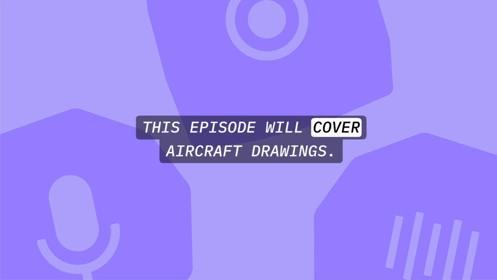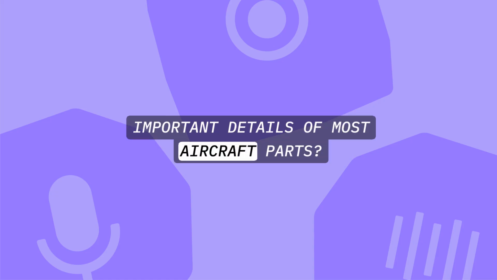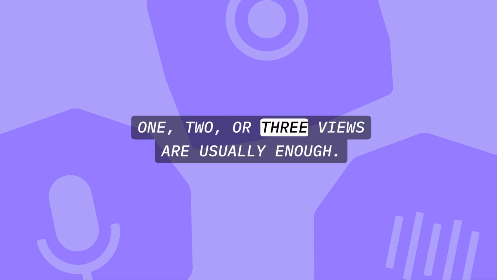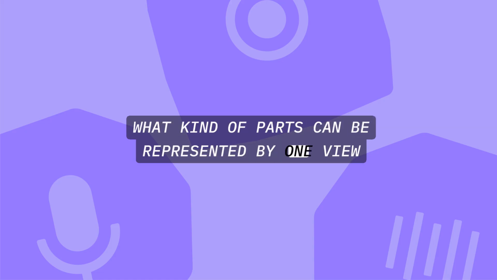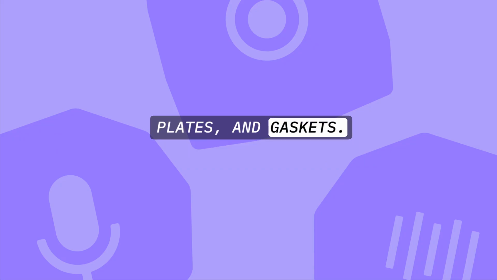This episode will cover aircraft drawings. How many views are required to represent the important details of most aircraft parts? One, two, or three views are usually enough. What kind of parts can be represented by one view drawings? Parts with uniform thickness, such as shims, plates, and gaskets.